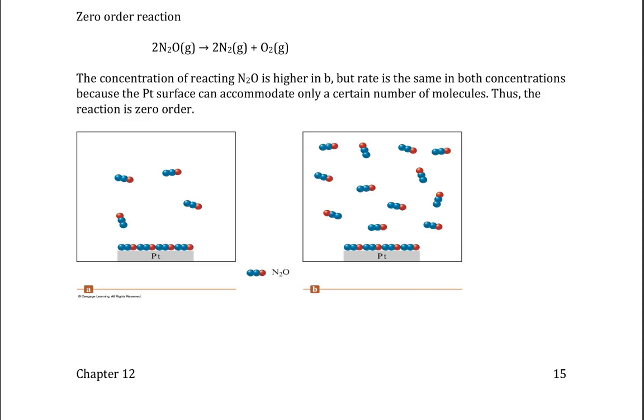Now, once the platinum surface is saturated, it doesn't matter if we add more N2O. The reaction will not go any quicker. So it's really dependent upon basically how big the platinum is. In that sense, it's not dependent on the concentration of the N2O, making it a first order reaction. I'm sorry, making it a zero order reaction.